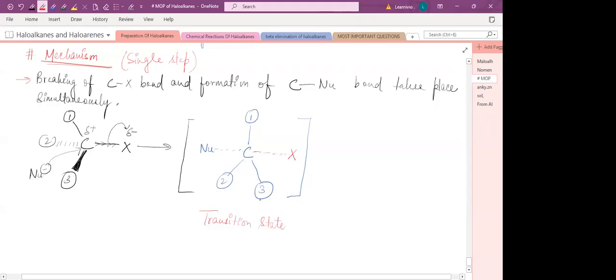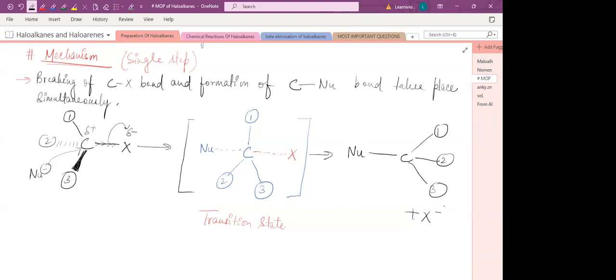And this transition state is very unstable. So due to the instability, this halogen will leave, and you will get a product, which has the nucleophile on the same carbon, with groups one, two, three, plus X minus. So can you please tell me, Muniba, which product is this? Inversion product or retention product?